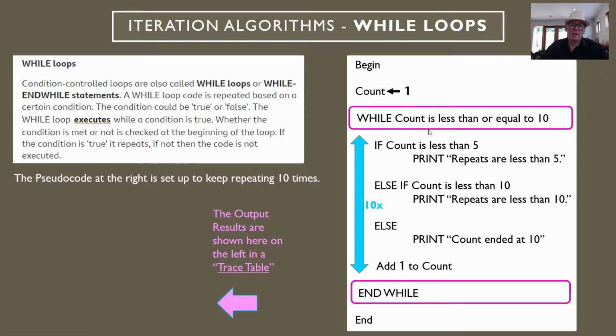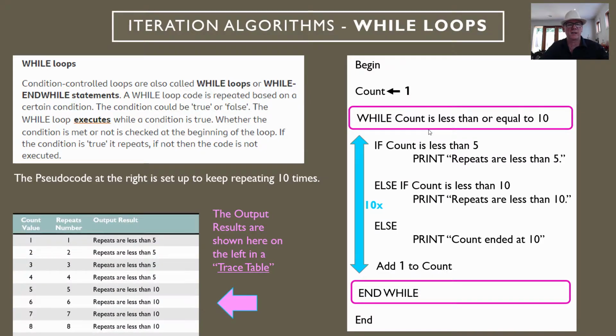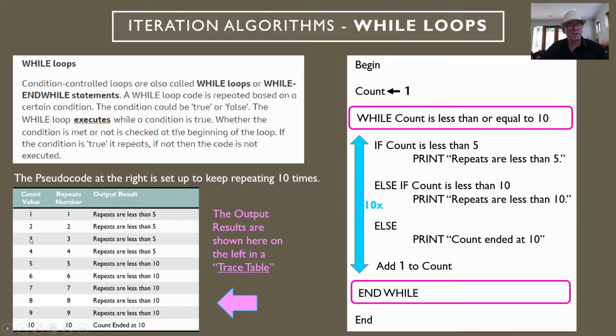Okay, the output results of it, if you kind of worked it out in your head and traced through it, this is called a trace table, and we'll talk about these another time. But basically you set up what is the count value at the moment, which repeat are we doing, the first repeat, the second repeat through this loop, and what do we expect the output to be. So when we're on count 1, the count's going to be less than 5, so we expect it to print out repeats are less than 5.